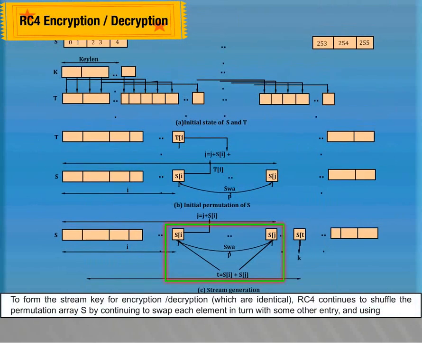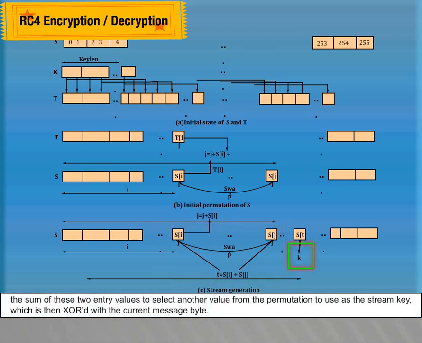To form the stream key for encryption or decryption, which are identical, RC4 continues to shuffle the permutation array S by continuing to swap each element in turn with some other entry and using the sum of these two entry values to select another value from the permutation to use as the stream key, which is then XORed with the current message byte.